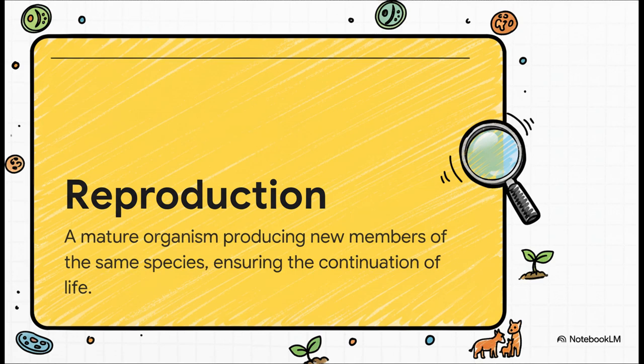And that brings us to the final rule, reproduction. Look, every individual organism has a limited time on this planet. So, for life itself to keep going, organisms have to be able to make new, younger versions of themselves. It's absolutely essential for the survival of any species.